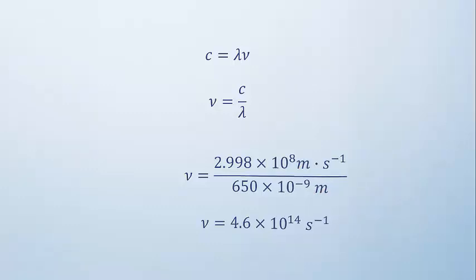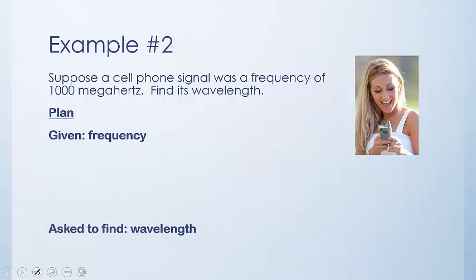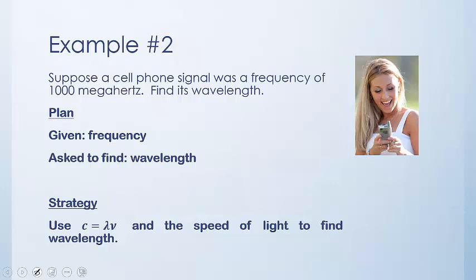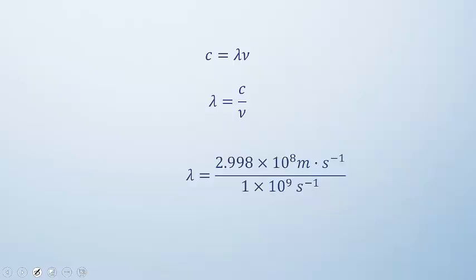Let's try another example. In this example, I'm asked to find the wavelength of a cell phone signal whose frequency is 1000 megahertz. This example is very similar to the previous one, except I'm working it in reverse. This time I'm given the frequency and I'm asked to find the wavelength. I'm going to use the same equation I did last time and the speed of light. So I start out with the same equation, c equals lambda nu.